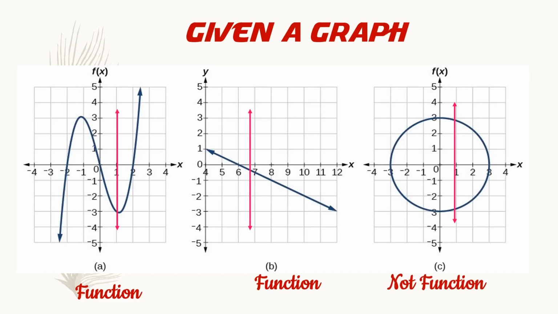Again, for it to be a function, when you use the vertical line test, that vertical line should intersect the graph all throughout at exactly one point only. If it is more than one point, let's say it intersects at 2 points, 3 points, 4 points, then it is no longer a function. Is that clear?